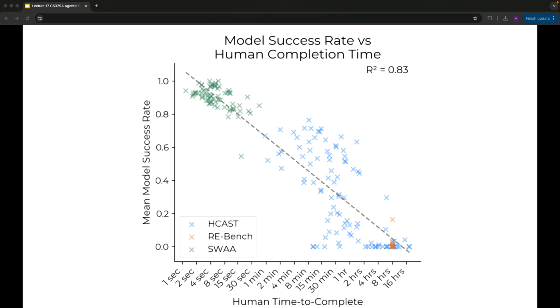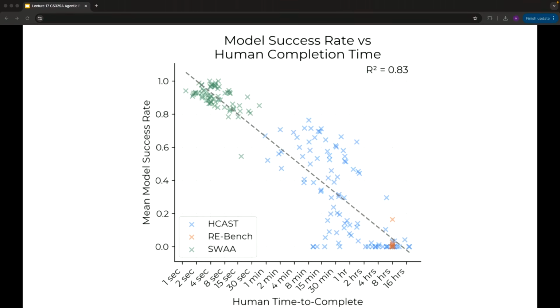So in terms of trends, what they found is on the x-axis, we have the human time to complete, and on the y-axis, we have the success rate going all the way from 0 to 1. So the model success rate, if you look at smaller tasks, like 1 to 30 second tasks, which are the SWE-bench tasks, all the green tasks, that's generally on the higher side. For HCAST tasks, which are diverse tasks going from a few minutes to several hours, that's all over the place. It's anywhere from 0.8 being the highest all the way to 0.